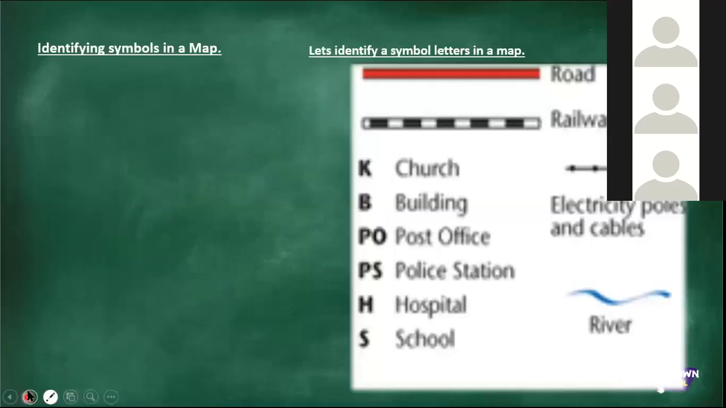So here, let's identify a symbol letter in a map, okay? Can you all please lower your hands, because they are up, so that I can see who wants to answer.